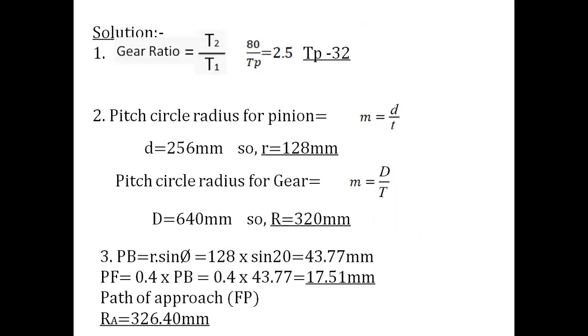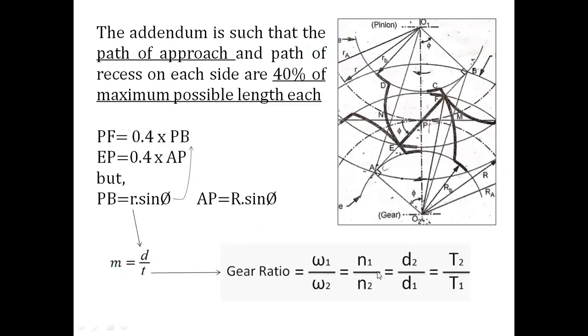Now come to our actual numerical. Given data: gear ratio. In the given procedure, I am starting to solve the numerical: gear ratio, and after that D, after that PB, and after that PF. Okay, in the given procedure.